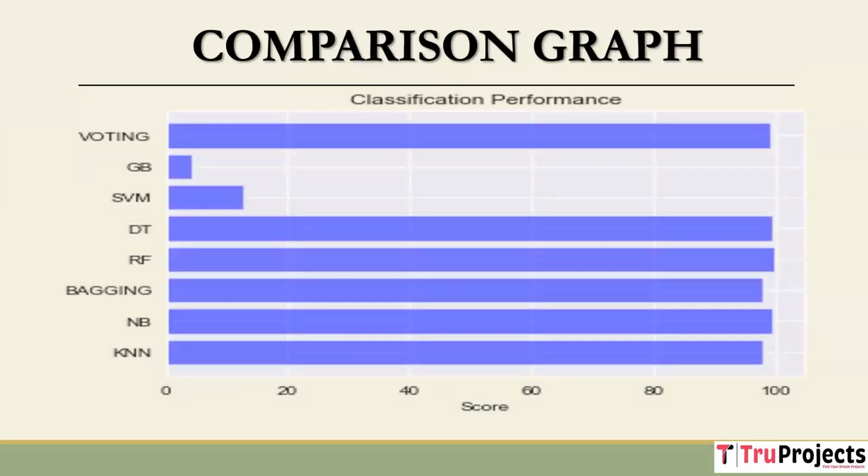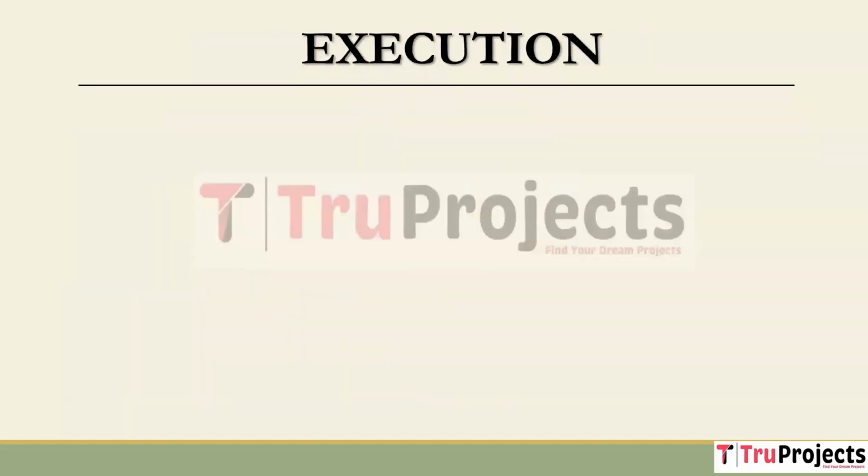This is the comparison graph of this project. Here on the x-axis we have the accuracy scores and on the y-axis we have the algorithm names. This graph represents the accuracy scores of that particular algorithm. Among all the algorithms, voting classifier is performing well, so we are using it for the prediction purpose in the web interface. For execution of the project, we need to open the code folder.